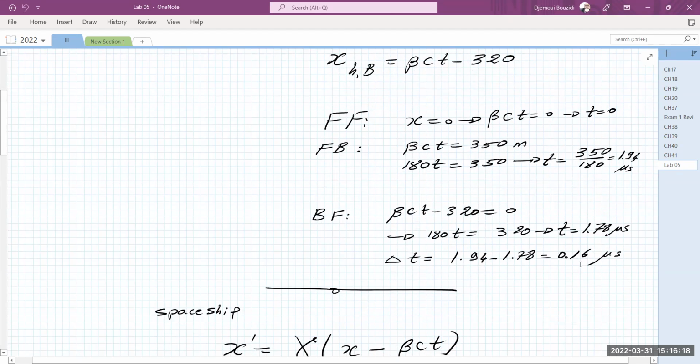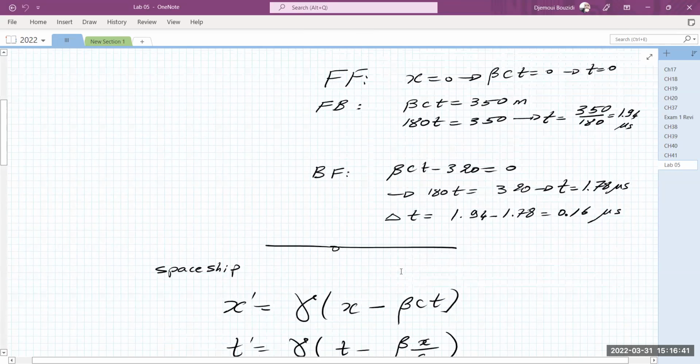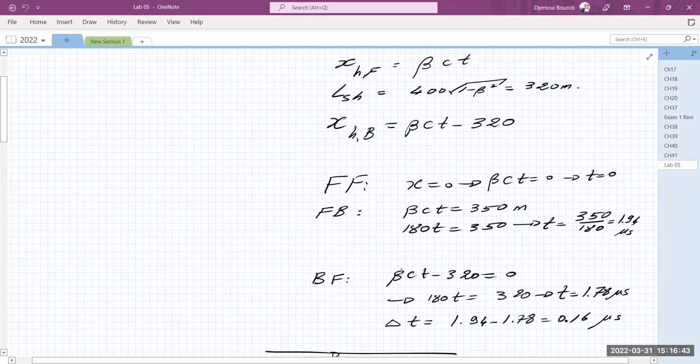Which means that for a whole 0.16 microseconds, the entire ship is inside the station. So it fits. Okay, so there is no mystery in here. It fits perfectly inside of it, so there is no problem. And if you guys have any difficulty with this math, this is the delta t that you're supposed to report.